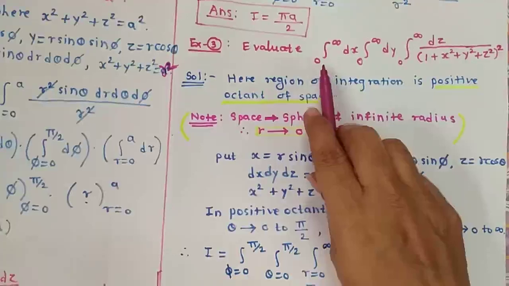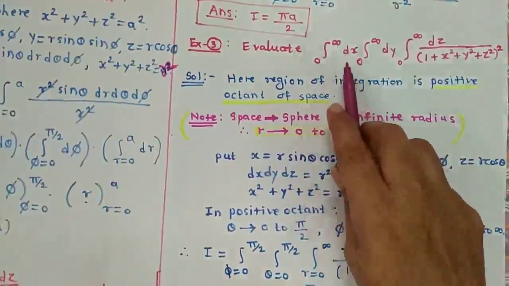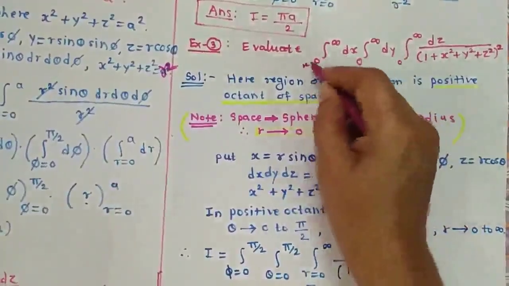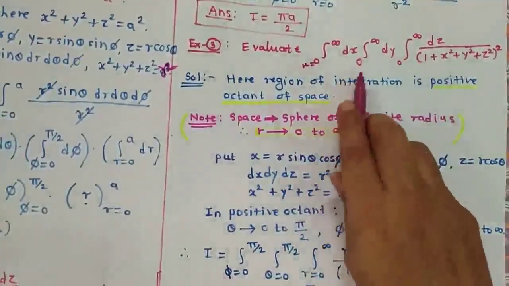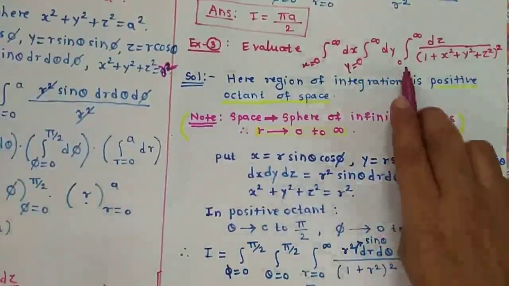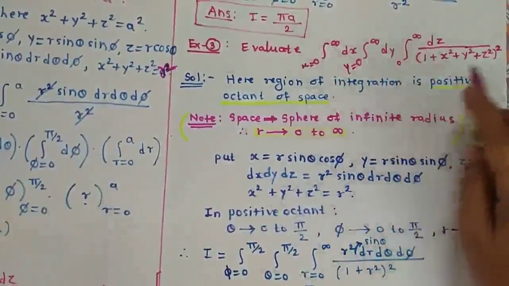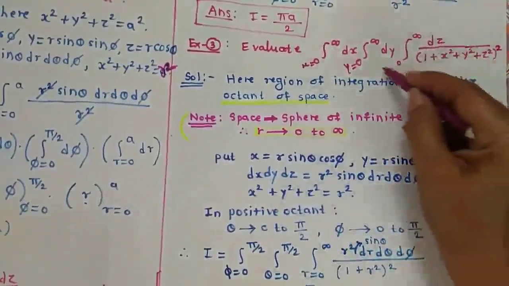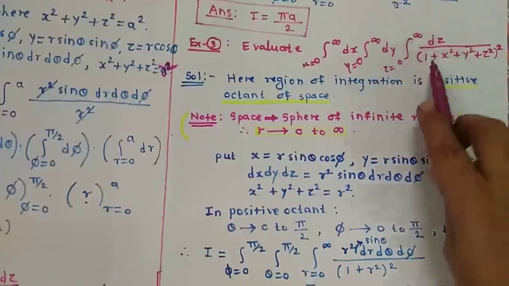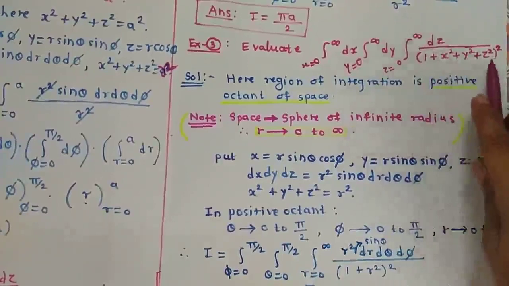Evaluate the integral from 0 to infinity dx. That means this is the limit of x. Then the integral from 0 to infinity dy means it is the limit of y, and the integral from 0 to infinity with dz means it is the limit of z, of dz upon 1 plus x square plus y square plus z square.